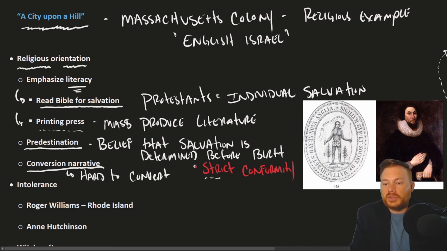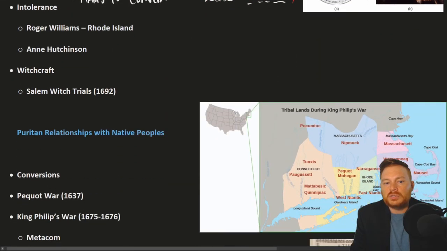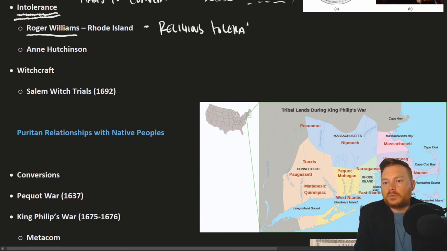And as you might imagine, with very strict conformity, there really wasn't a lot of tolerance for other views. The Puritans were notorious for their intolerance. And there are two good specific examples that you want to be familiar with when it comes to Puritan intolerance. Roger Williams. Roger Williams was somebody who, for the most part, preached a message of religious toleration. Toleration was what Roger Williams said. That put him at odds with the congregation, with the church leaders, and eventually he was banished.